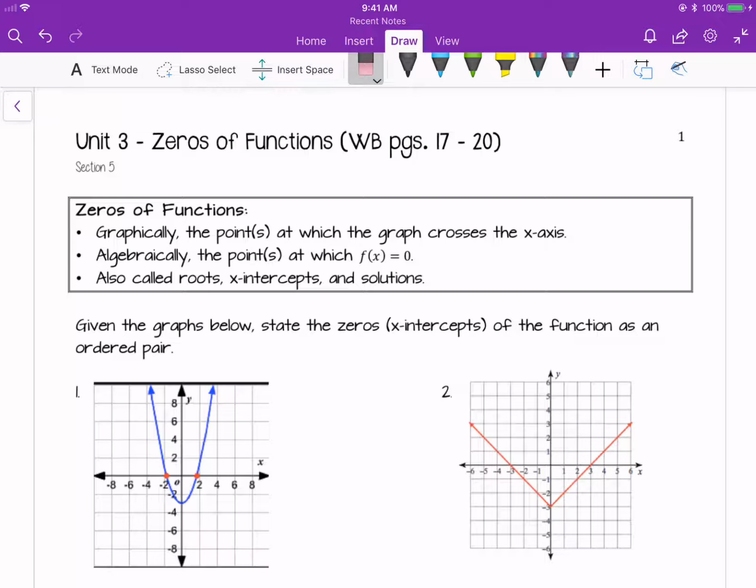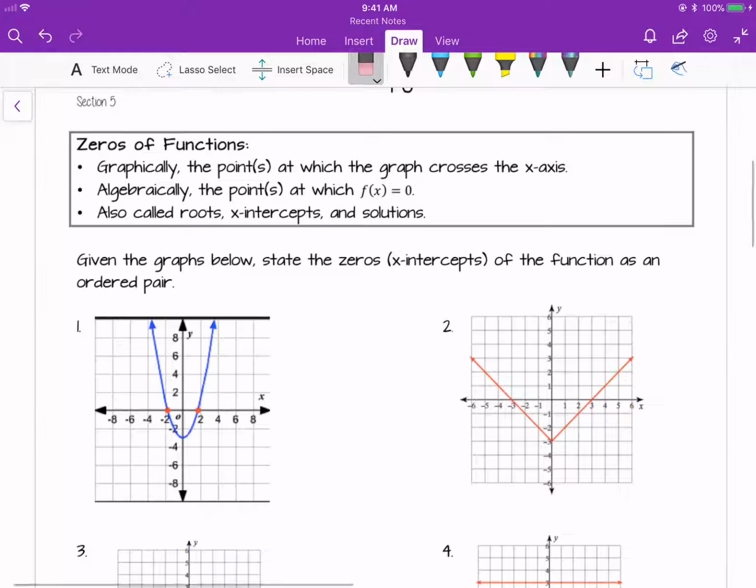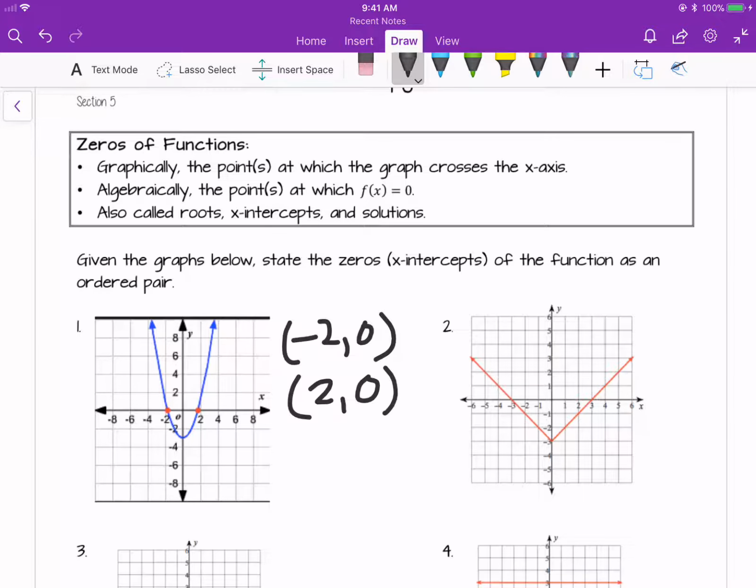So when you look here at number 1, I have two red dots on the blue graph, and so the zeros of the function are located by looking at the x-axis and looking at the points where the graph crosses the x-axis. So for this number 1 here, the graph crosses at the two red dots, and so our ordered pairs are going to be -2, 0, and 2, 0.